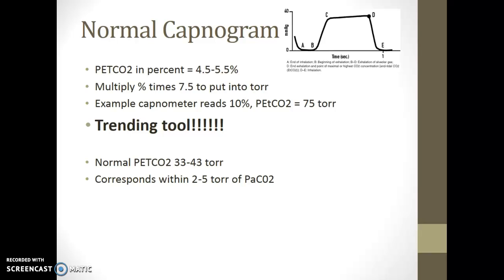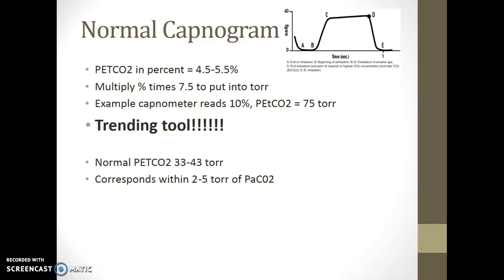This is a normal capnogram. So you'll see the graph displayed there to the right. And again, PETCO2, or partial pressure of end-tidal carbon dioxide, is usually given to you in a percentage. Normal is 4.5 to 5.5%. You would multiply that percentage by 7.5 to put it into torr.